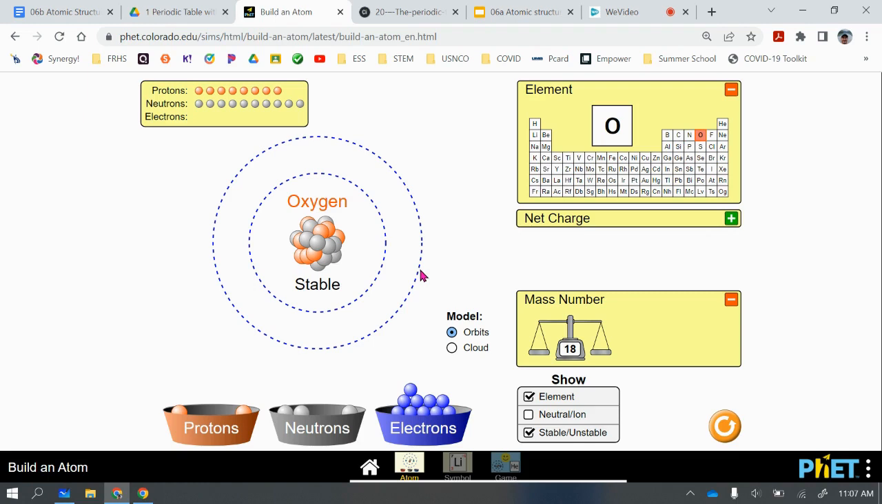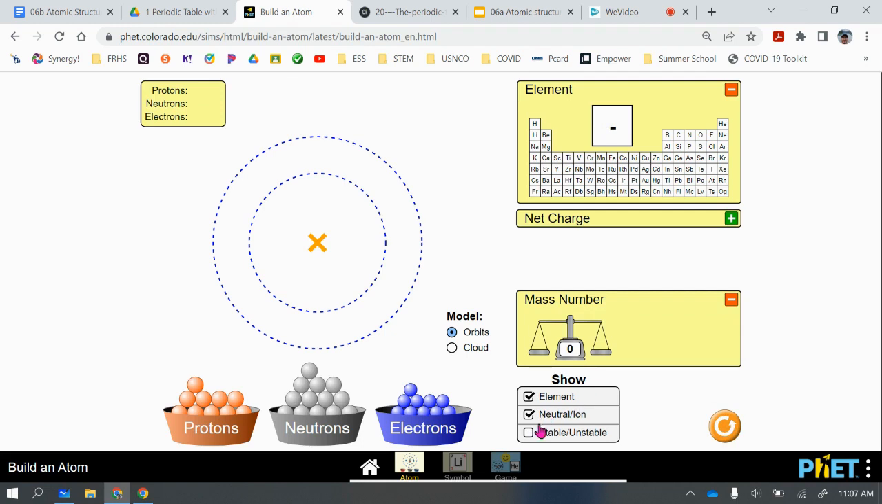Let's do one more. Let's go ahead and reset it. Go ahead and open this up, turn this off, and make an isotope of, let's see, let's do helium. And let's make helium 5. Pause and go.